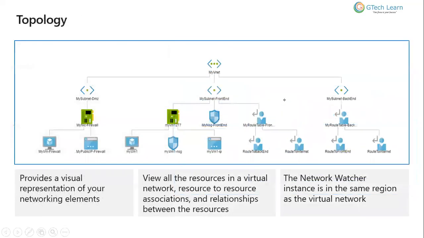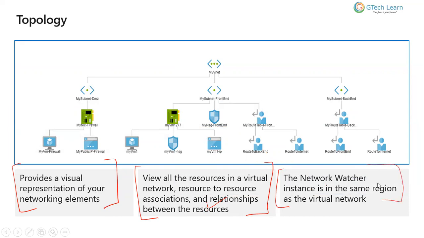Then we have a topology option present. By using the topology, we can provide a visual representation of our networking elements. We can view all the resources in a virtual network and the association and relationship between the resources. And we can also use the Network Watcher instance that is in the same region as the virtual network.